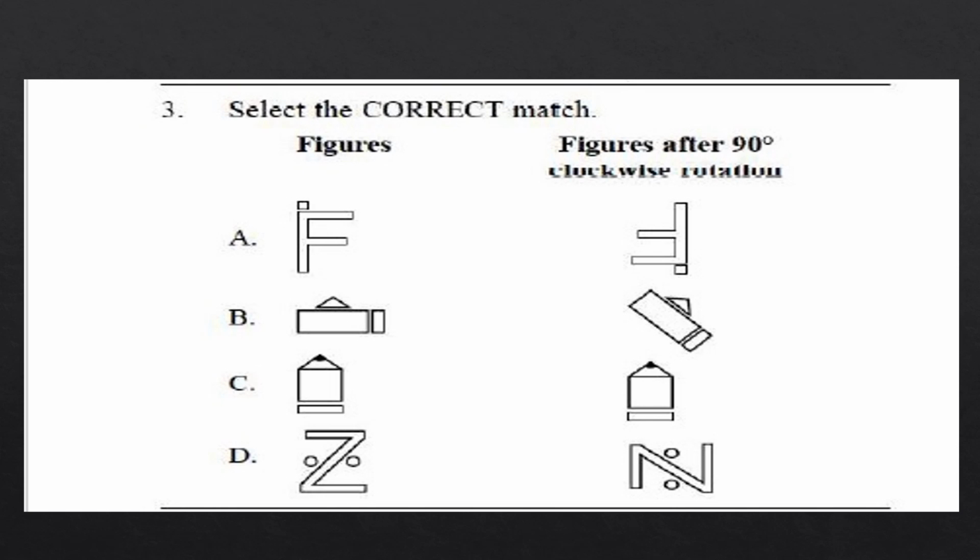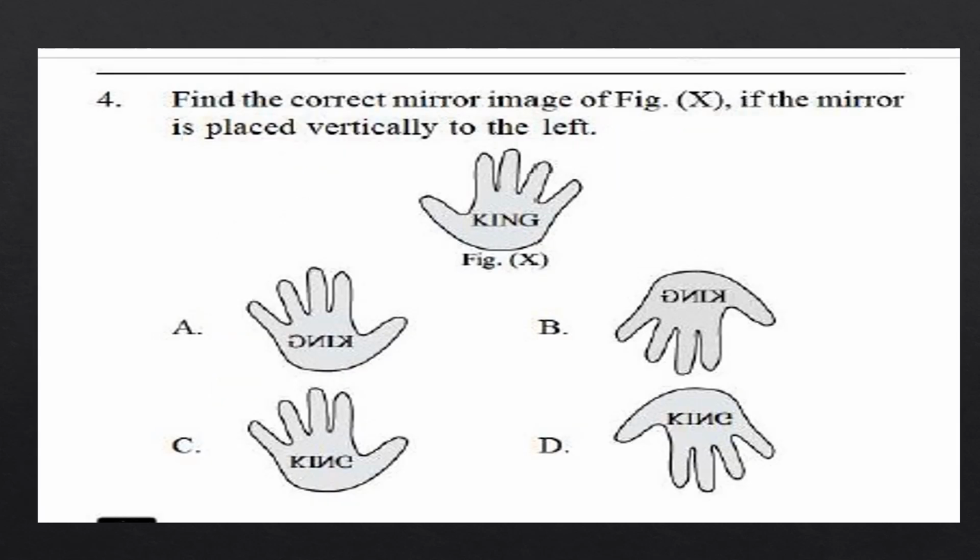Question number 3. Select the correct match figure after 90-degree clockwise rotation. This is figure A, B, C and D. After 90-degree rotation, the answer is option D. Question number 4. Find the correct mirror image of figure X if the mirror is placed vertically to the left. This is figure X and the right answer is option A.